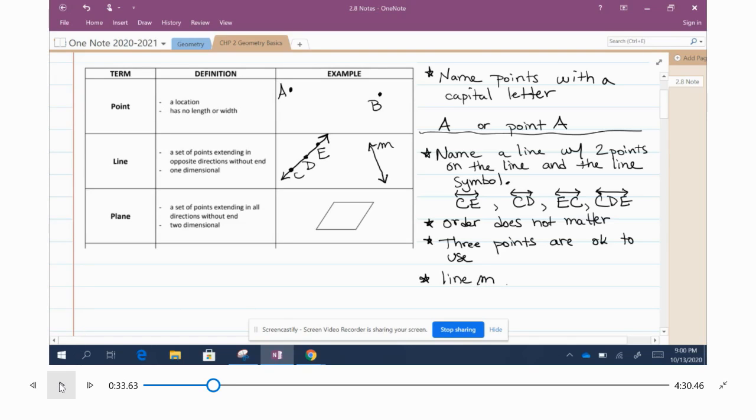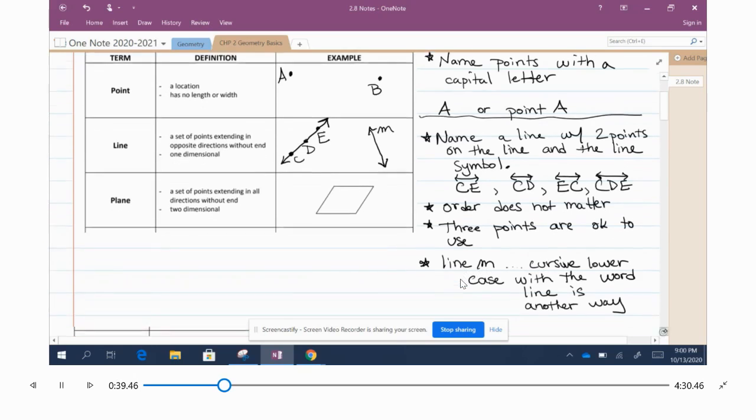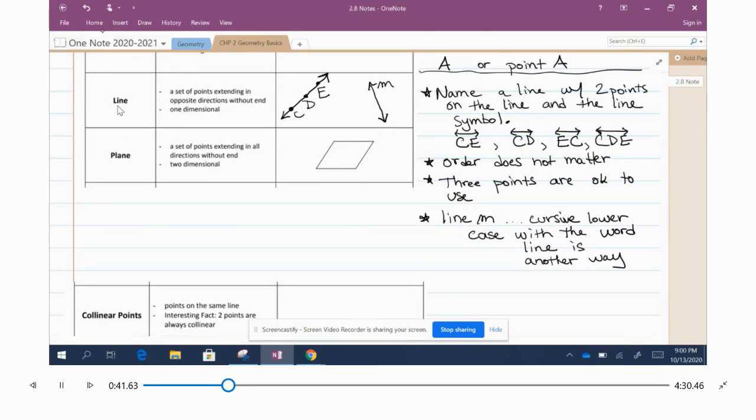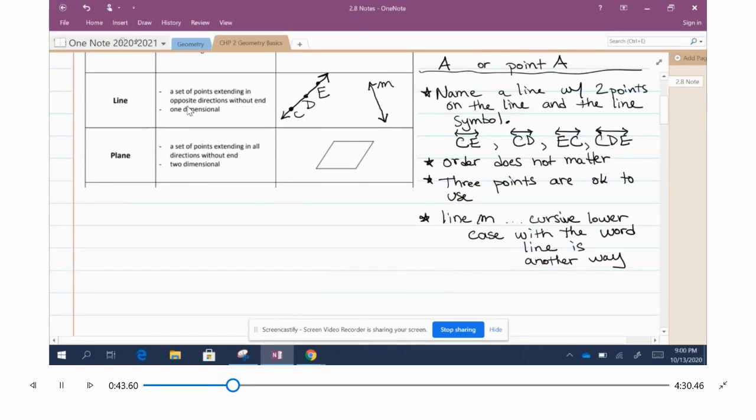Okay, some small rules, but what will happen is you'll just have to get used to them. I'll circle them, highlight them, whatever, mark them as appropriate. So try to learn these conventions. Cursive lowercase, but you have to have the word line in front of it. All right, line's going to be one that's going to take us a little while. There's a lot going on with line. They contain an infinite number of points.